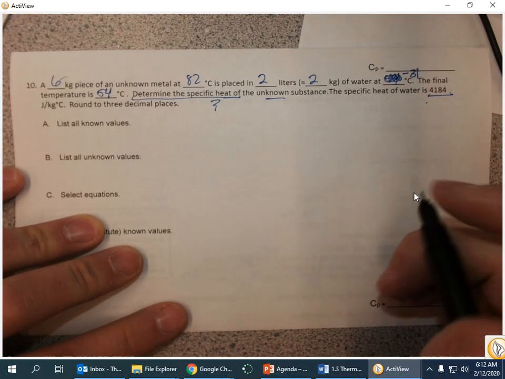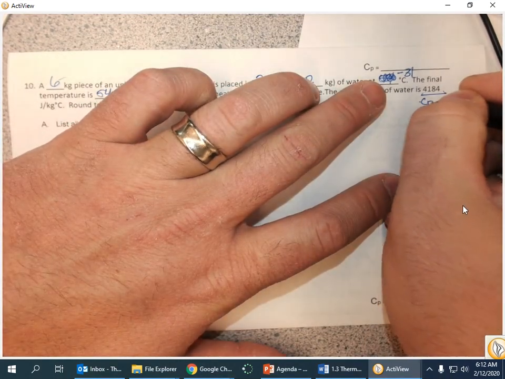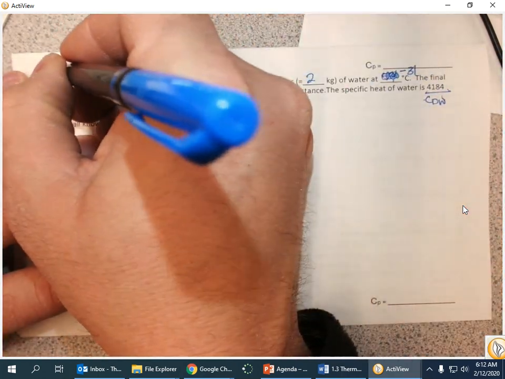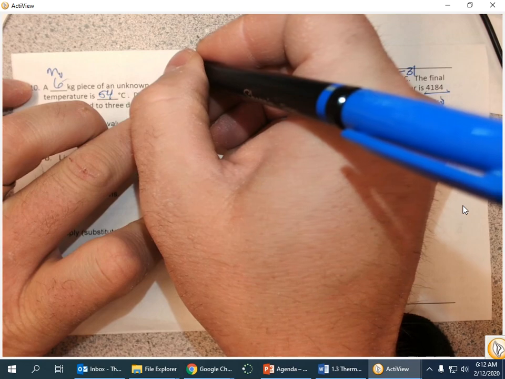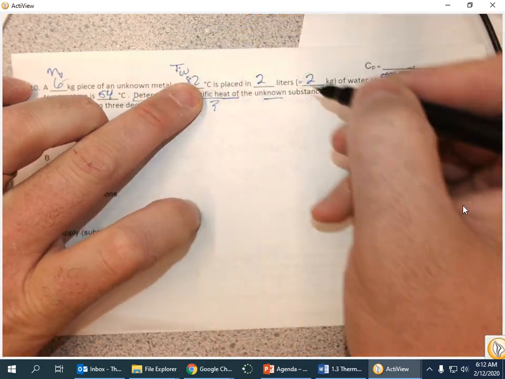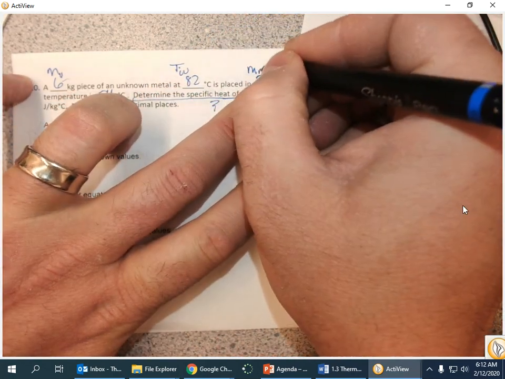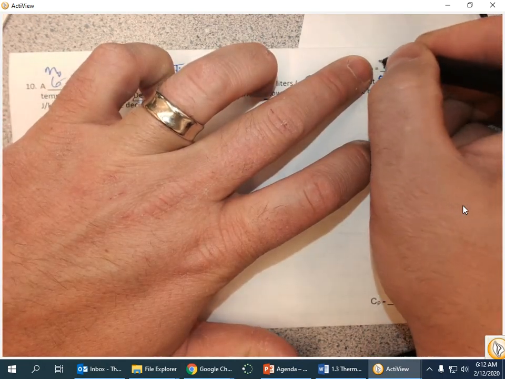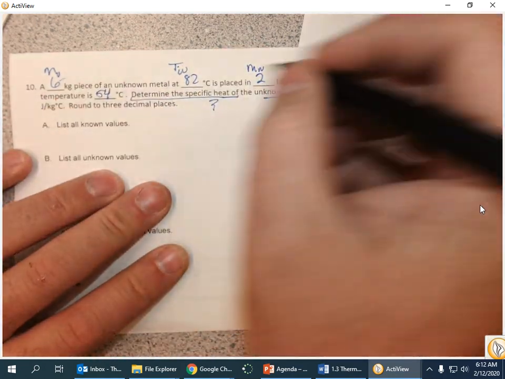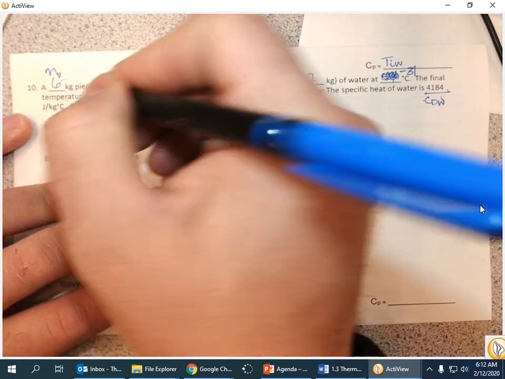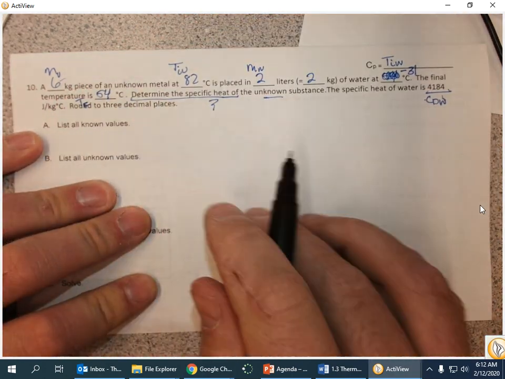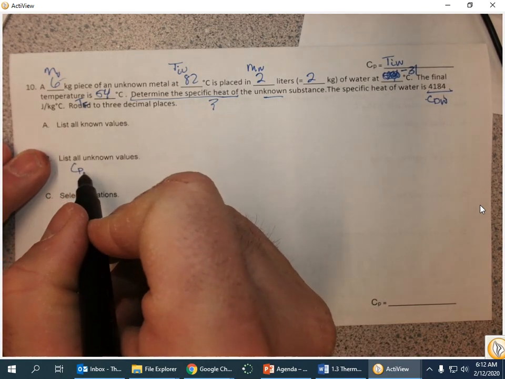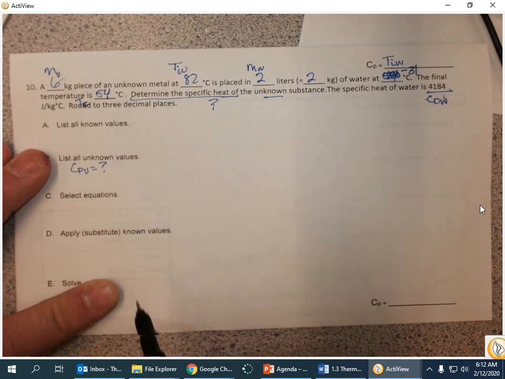So what are my known values? Well, there's my Cp of water. Here's my mass of the unknown. Here is my initial temperature of the unknown. Here is my mass of the water. And here's my initial temperature of the water. And finally, here's my final temperature. So I could write all those down, but I'm going to go ahead and skip past this and say I need to know the specific heat capacity of the unknown.